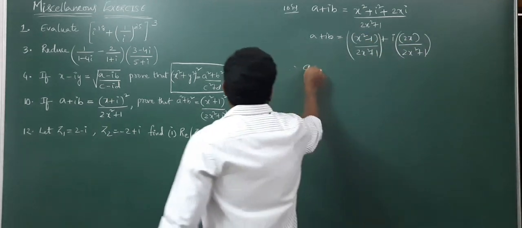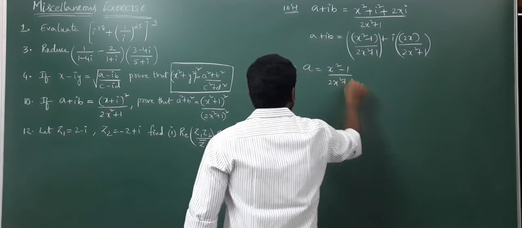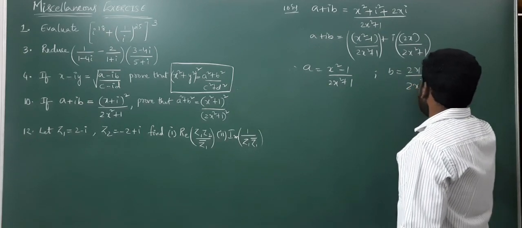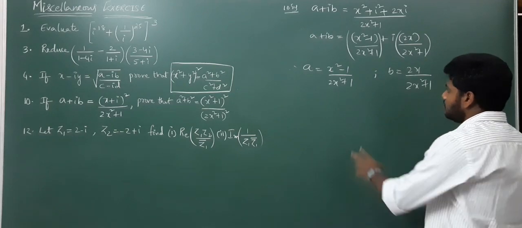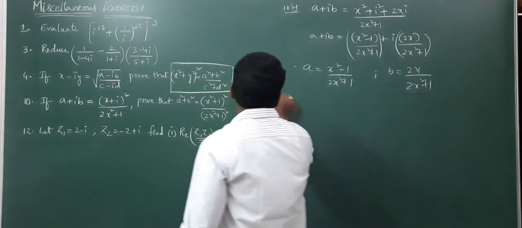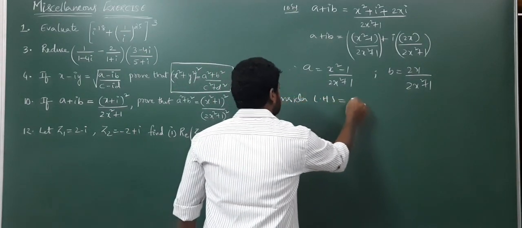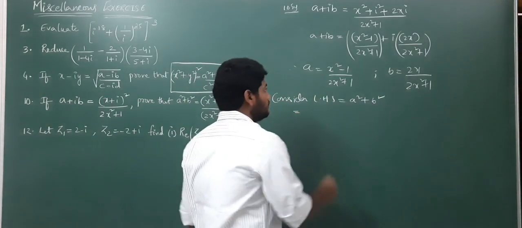Therefore, a is equal to what? X square minus 1 by 2x square plus 1. Here what is b? B is equal to 2x by 2x square plus 1. So this is the value of a, this is the value of b. Now those a and b values we need to substitute in LHS. Here you consider LHS, where LHS is equal to a square plus b square. Substitute karo those a and b values.